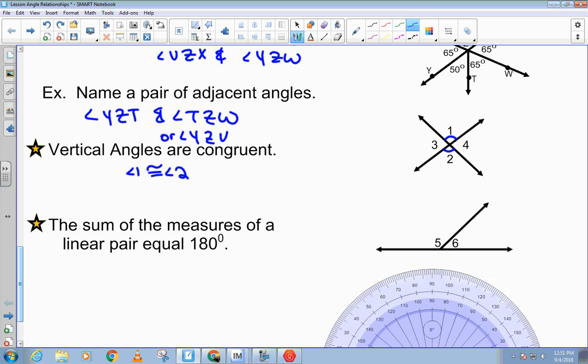Do I have another pair? Okay, angle 3 is congruent to angle 4. And so I would not use single arcs because they're not equal to 1 and 2, but I would want to use double, right?